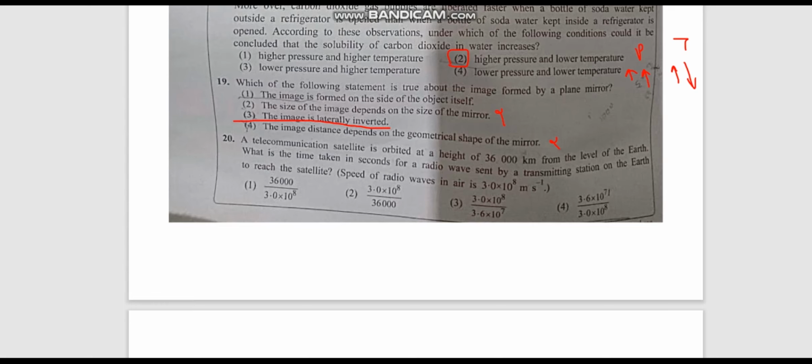20th one. A telecommunication satellite is orbited at a height of 36,000 km from the level of Earth. From the level of Earth, what is the time taken in seconds for a radio wave sent by a transmitting station on the Earth to reach the satellite? Now you are sending from the Earth, so a radio wave is sent.